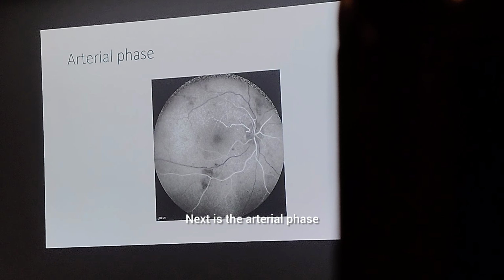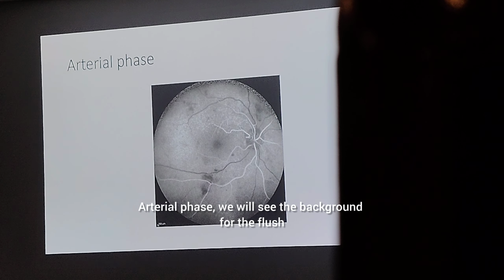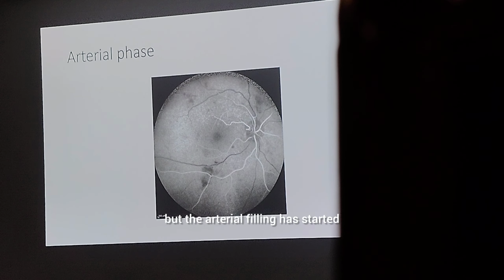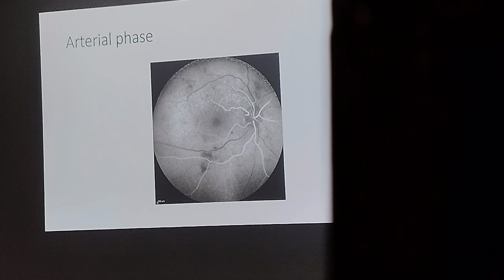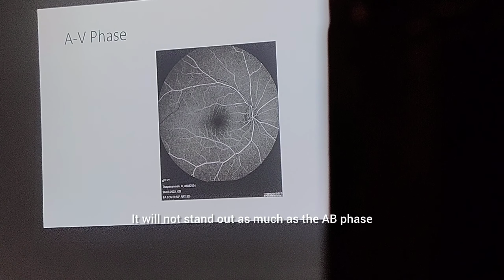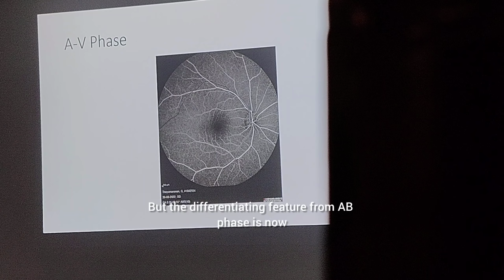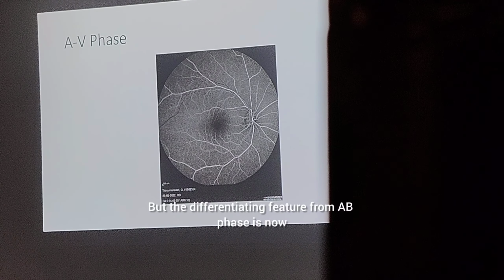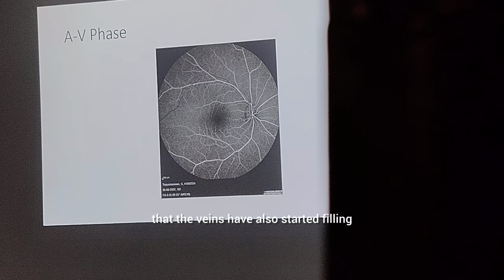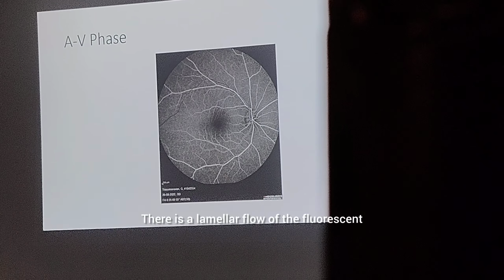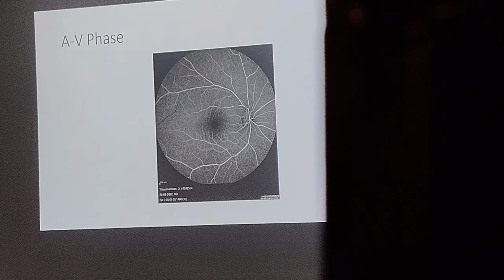Next is the arterial phase. In the arterial phase, we will see the background choroidal flush, but the arterial filling has started. It will not stand out as much as the AV phase, but the differentiating feature from the AV phase is that now the veins have also started filling. There is a laminar flow of the fluorescein dye through the veins.